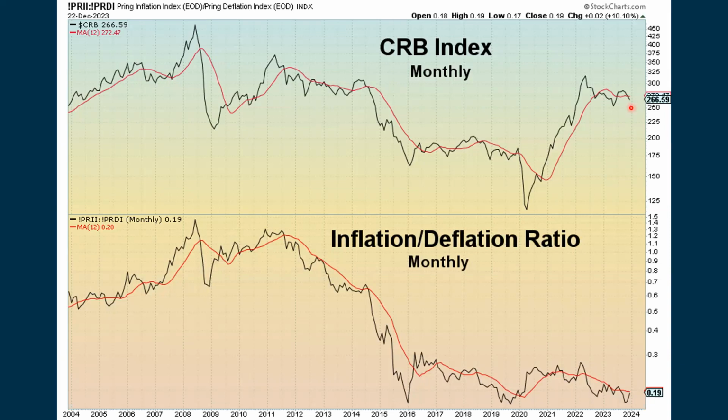Then down below, we take a ratio of the inflationary areas of the CRB and the deflationary areas of the CRB, and we are showing some improvement here, but we're coming back up to the moving average, but we're still below that. If this really started to fall, that would actually be a concern. That would be more deflationary than inflationary. The fact that this is coming back up a little bit for right now shows that inflation is not a real problem, but deflation doesn't seem to be a real problem either.